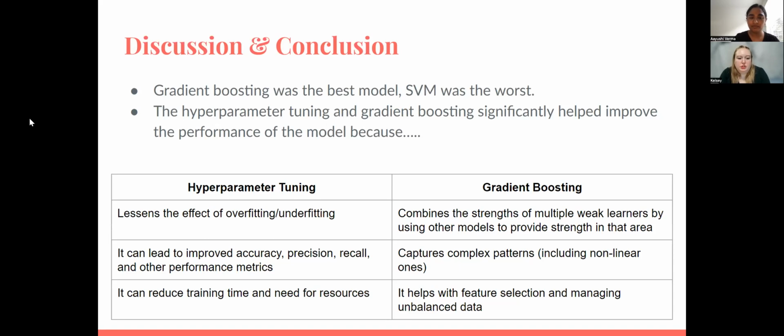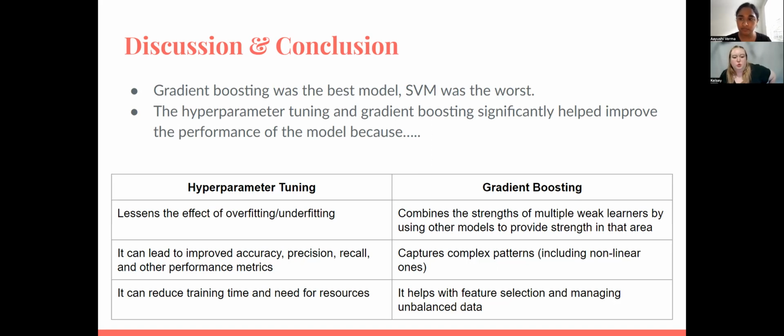So the decision and conclusion: gradient boosting was the best model, SVM was the worst. The hyperparameter tuning and the gradient boosting significantly helped improve the performance of the model because hyperparameter tuning lessens the effect of overfitting and underfitting. It can lead to improved accuracy, precision, recall, and other performance metrics, and it can reduce time and need for resources. And then there's gradient boosting, which combines the strengths of multiple weak learners by using other models that have strengths in those weak areas. It also captures complex patterns, which include nonlinear ones, and it helps with feature selection and managing unbalanced data, which is likely the problem we're dealing with.